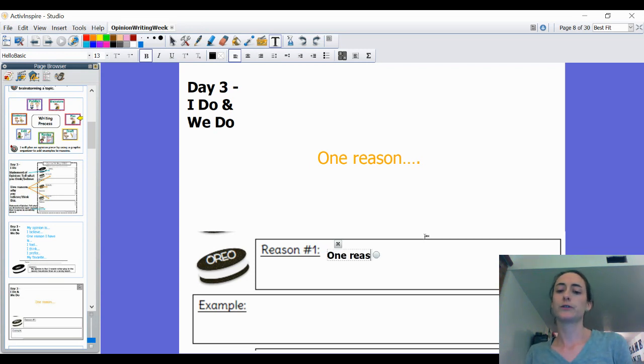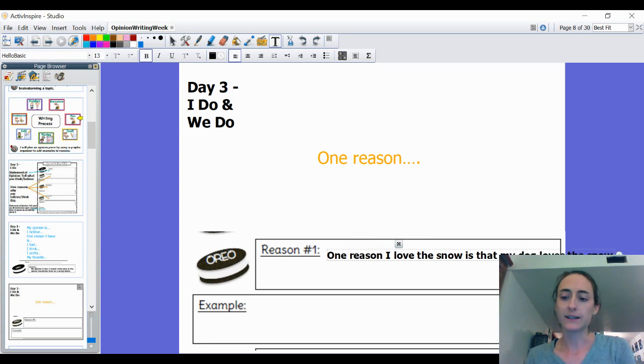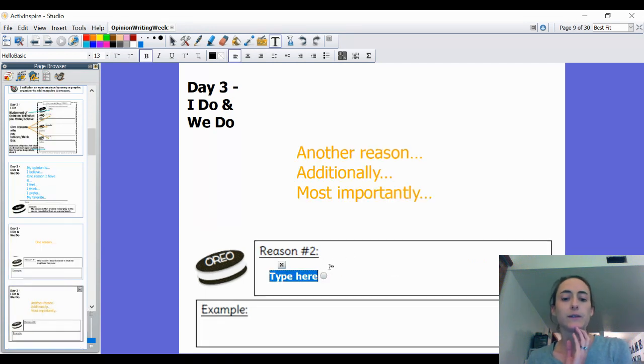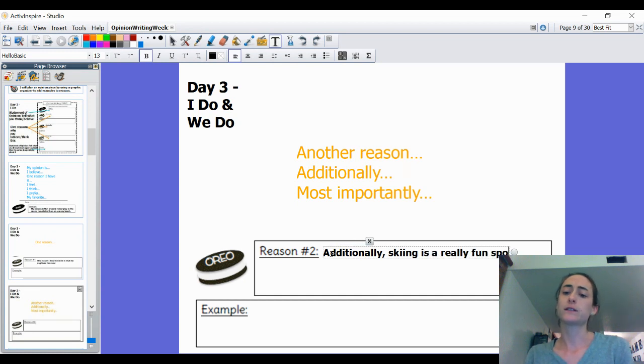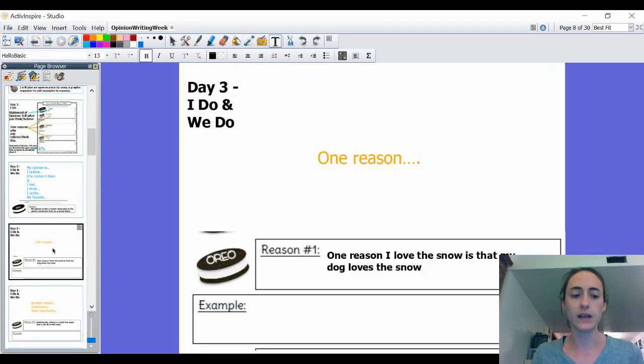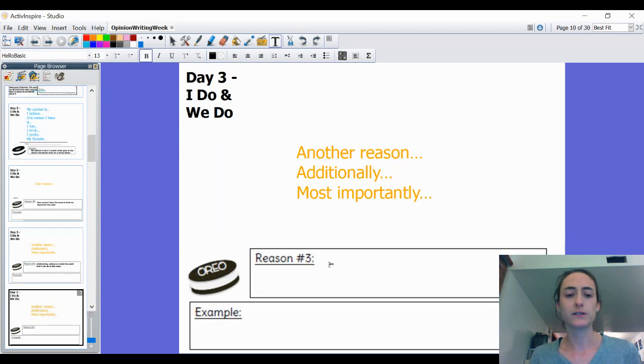How do I want to start this? Good idea to start with the time words. One reason I love the snow is that my dog loves the snow. That was one of my ideas on my brainstorm. So I've got to put that as my first reason. Okay. Then another reason. What was another thing in my brainstorming map? Oh, yes, skiing. I'm going to talk about skiing. I should start with additionally, skiing is a really fun sport that I can do in the snow. Okay, that's reason number 2. Go me. Okay, it's a little bit easier because I brainstormed first. Sorry, I went backwards for a second.